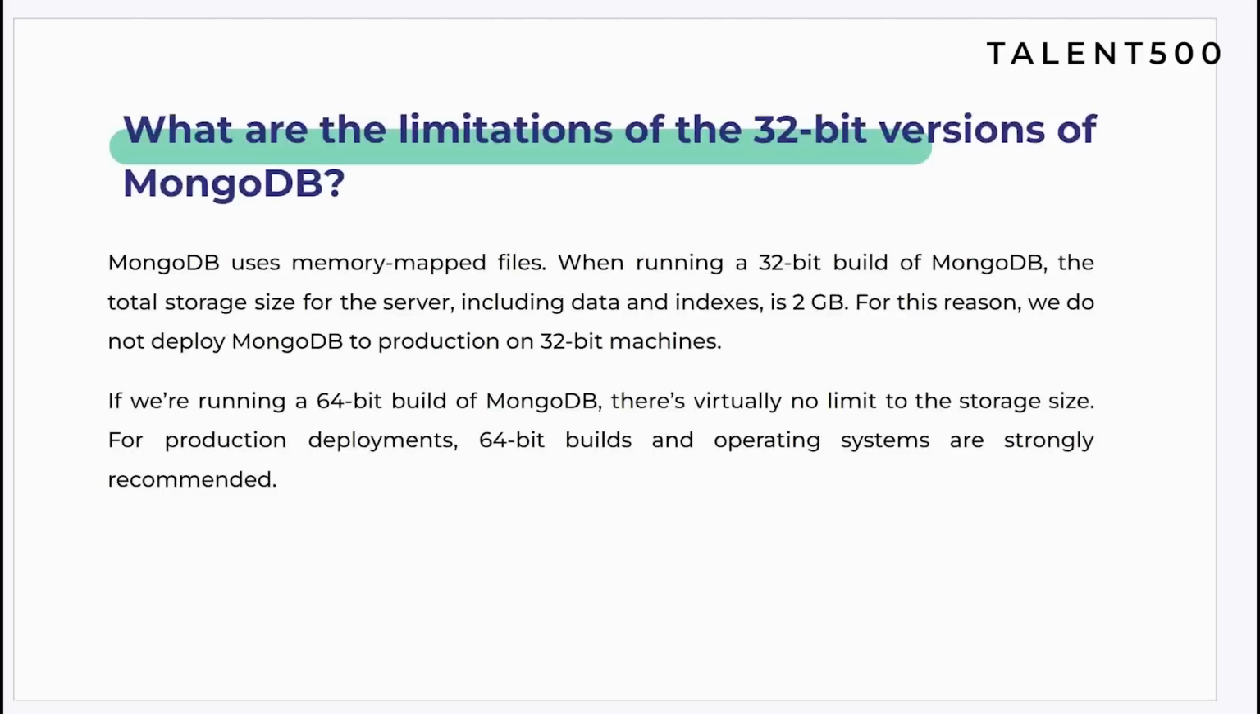For this reason, we do not deploy MongoDB to production on 32-bit machines. Whereas when we are running on a 64-bit build of MongoDB, there is virtually no limit to storage size. Hence, for production deployments, 64-bit builds and operating systems are strongly recommended. So the limitation is that storage, which includes data and the indexes, is limited on the server for 32-bit versions of MongoDB. Therefore, for production environments, a 64-bit build of MongoDB is highly recommended. So this is the second question. Let's move on to our next question.